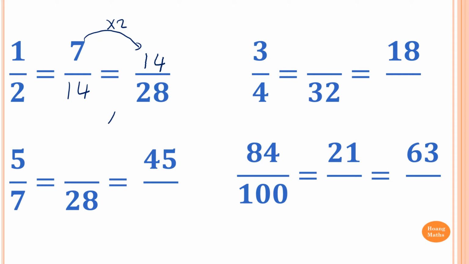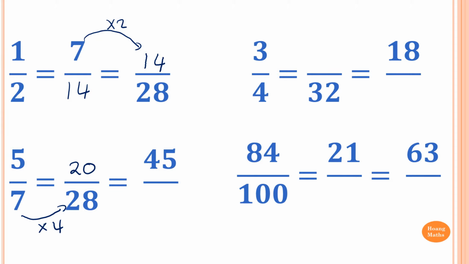5 over 7 is equal to something over 28. So we know that from 7 to 28, we times this by 4, because 7 times 4 is 28. So the top times by 4 as well. So 5 times 4 is 20.